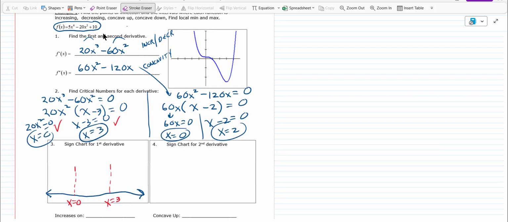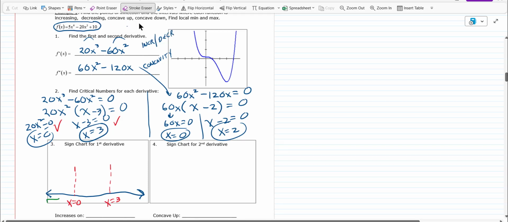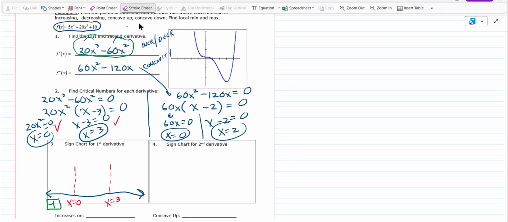Okay, now what do we do with this sign chart? What did we learn how to do? Plug test points into what? Into the first derivative. So we're going to pick some test points. Pick anything you want less than 0, like -1, and plug that into the first derivative. You can plug it into the original or the factored form. It doesn't make any difference to me which way you do that, so I'm just going to plug it into that first derivative.